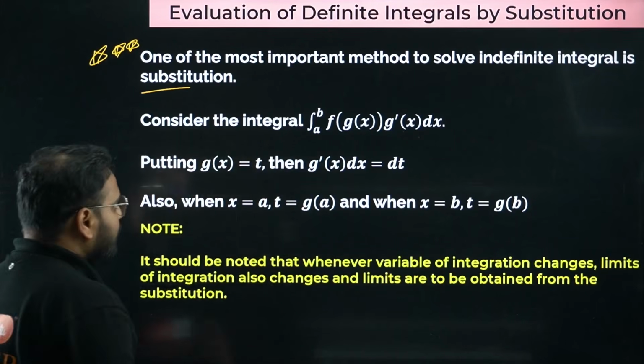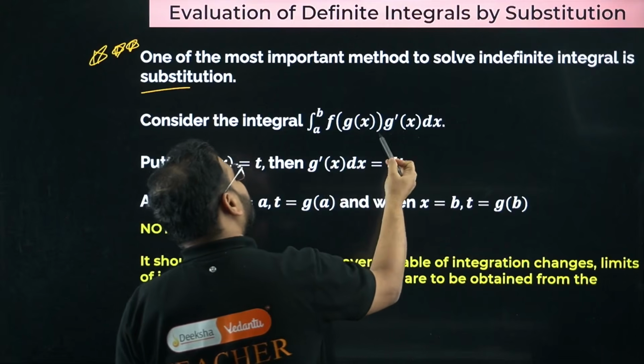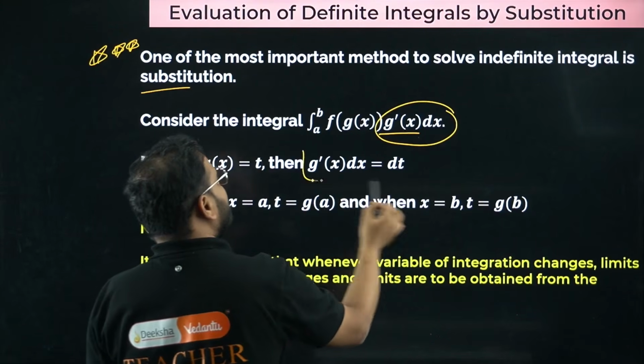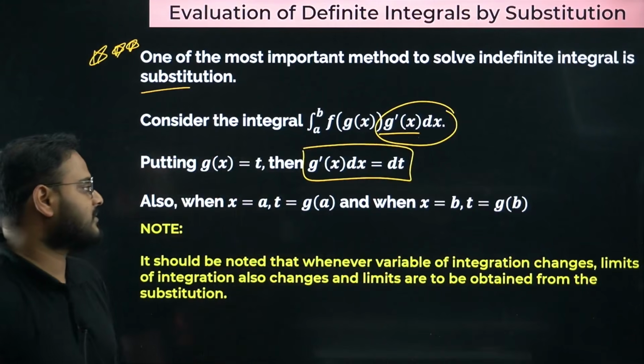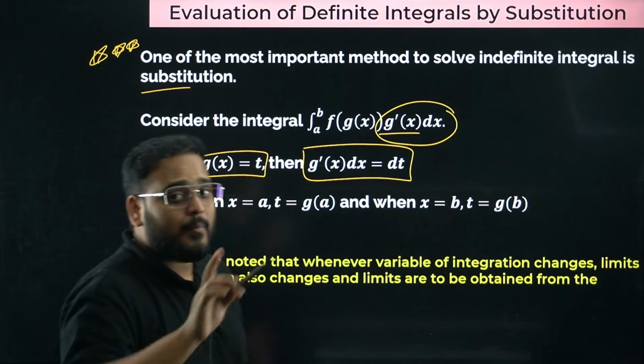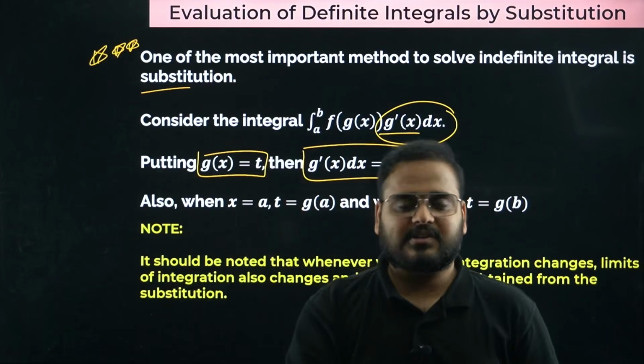So what are you going to do now? Very, very important. Look for this, which will remain the same. Look for the derivative. The derivative is present over here. So then what are you going to do? Substitute this as dt. Taking g of x equals t, and dt will be substituted. But that is not enough. What we used to do in the indefinite integral is enough there, start solving the question.